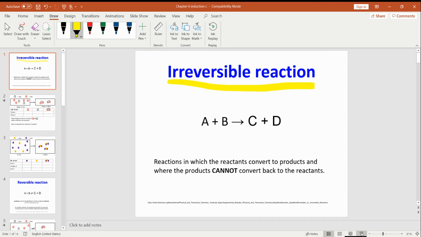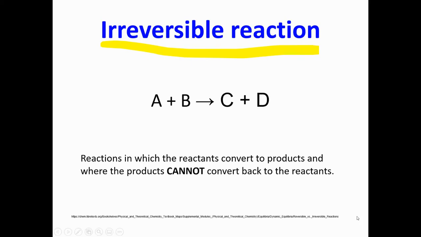Welcome to Chapter 6, Prior Knowledge. Now we will start with irreversible reaction. This is just a revision.